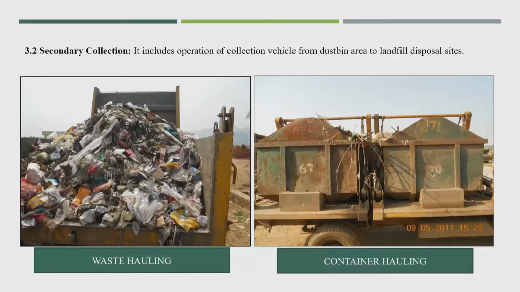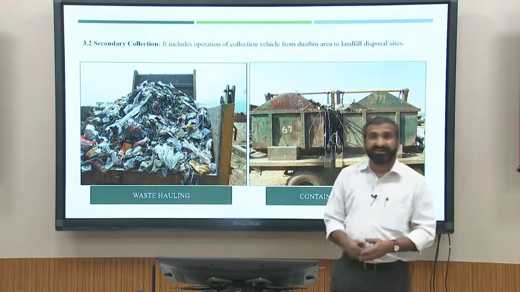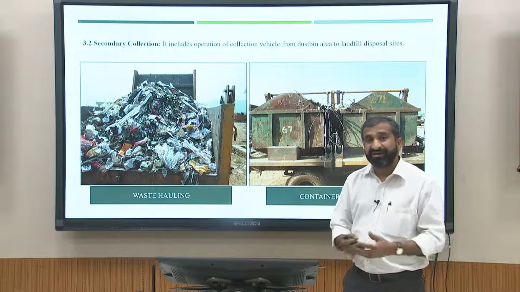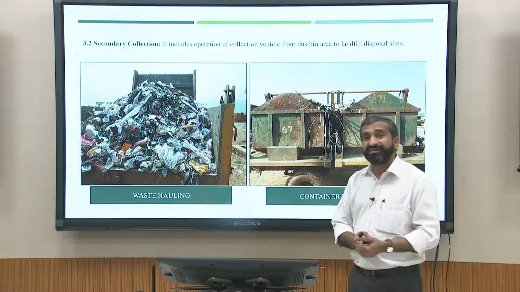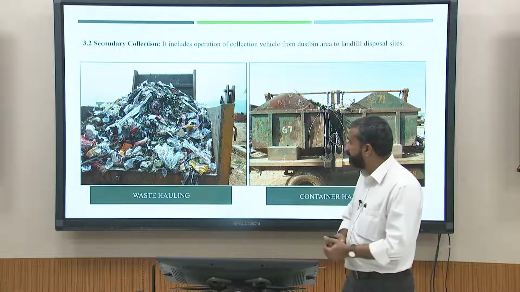Now, for the secondary collection we will have two types of collection system. When you go for the stationary container system, we will normally find this kind of collection done by dumper vehicles. And in India, when we started, the waste collection was mostly from the stationary container system, because it was a very cheaper process.